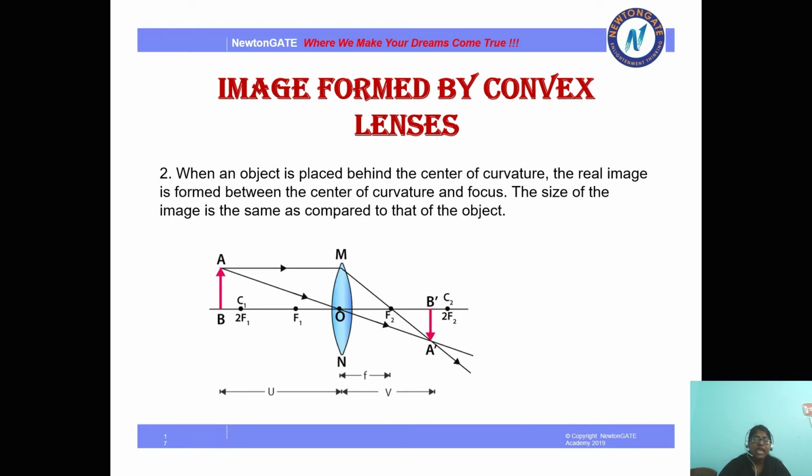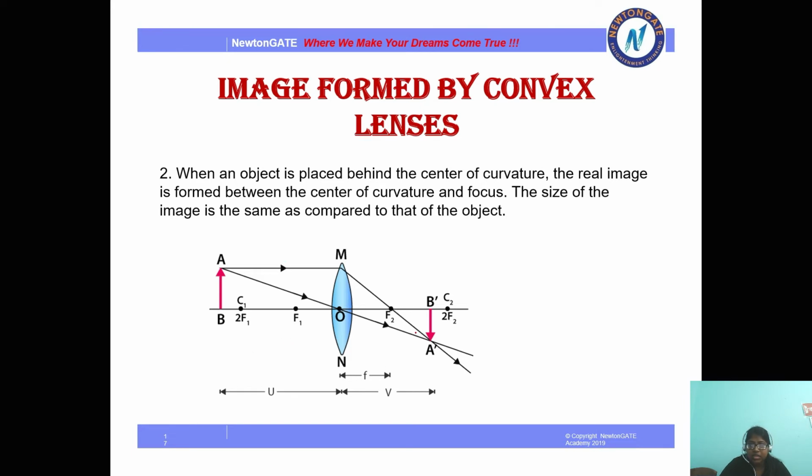The second case is where we keep the object a bit closer. This AB is my object. The object is closer but not crossing the center of curvature of the first surface, not crossing C1. It is still beyond C1. A few rays will be parallel to the principal axis. They will get refracted and pass through the focus. The other option is that the rays can pass through the optical center directly and won't get refracted. They will pass in the same direction. So these are the two options.